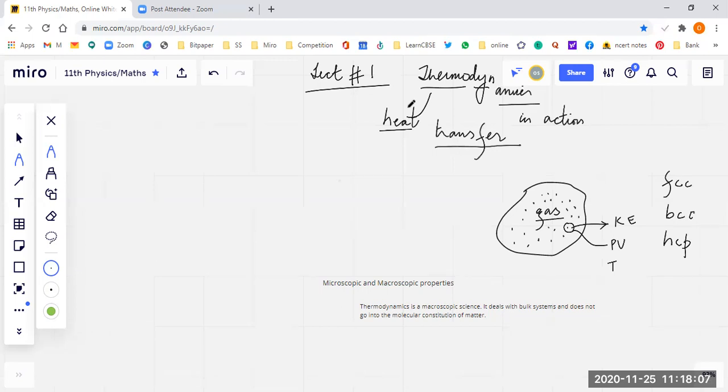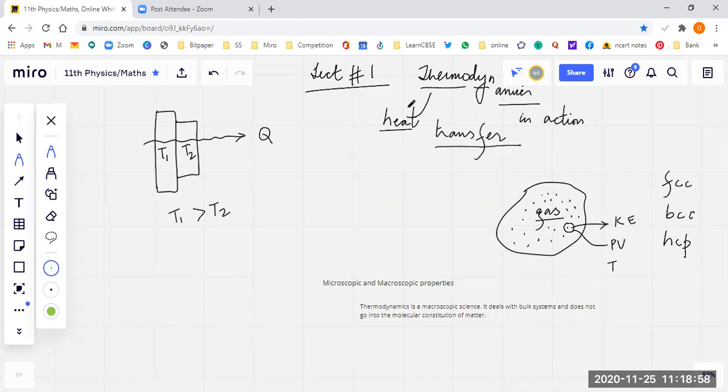So thermodynamics as such is a macroscopic science, meaning when heat transfer is taking place between two bodies. Let's say this is a body and there's another body attached with this. Owing to temperature difference, let's say this is at T1 and this is at T2. Definitely T1 should be greater than T2, so we will say the heat transfer is taking place in this direction, right? So we're not really concerned about what is happening at the microscopic level of these two substances. We're just concerned with the heat transfer or other macroscopic properties, right?